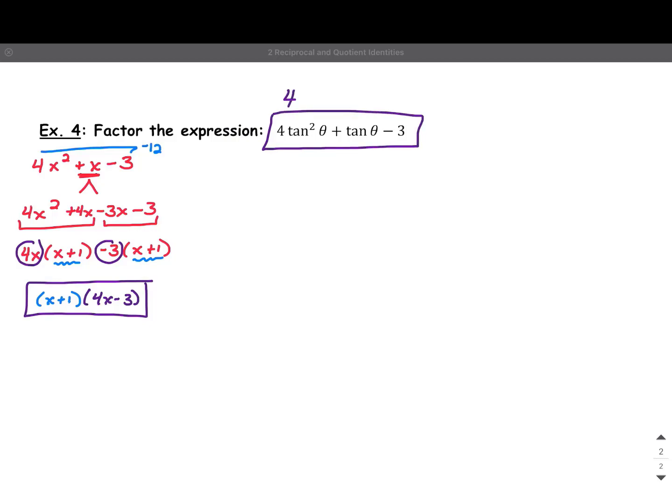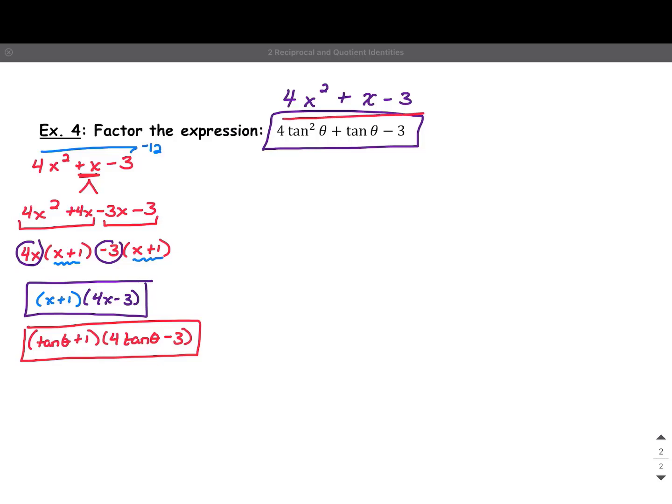All I did is turn the tangents into x's. So in reality, since you've already factored it, this is going to be tan theta plus 1 times 4 tan theta minus 3. Just put the x's back to tangents. And this is what the answer is going to be. But you didn't have to turn it to x's.